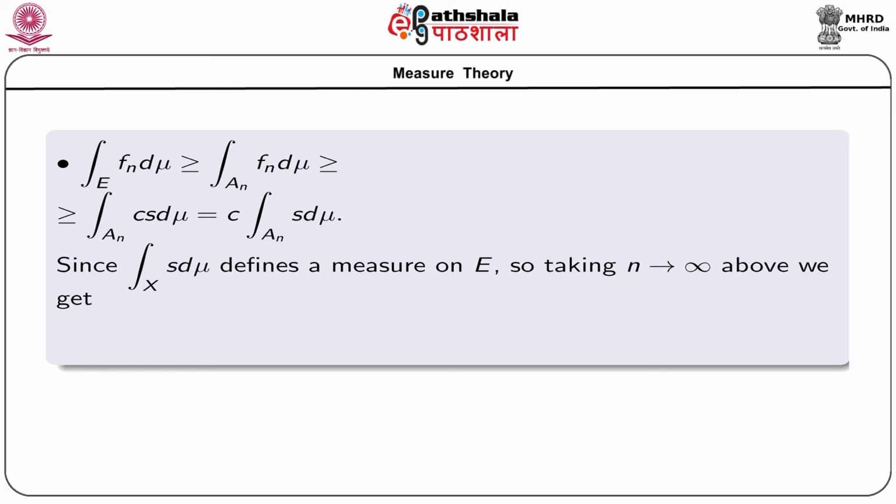So, if we take n tends to infinity in the above inequality, then we get the following. On the left hand side, we have the limit alpha. So, alpha is equal to the limit of the integral over E of f_n dμ. This is greater or equal to c times the integral over E of s dμ, because the sets A_n are monotonically increasing and their union is E, and we know that the Lebesgue measure is continuous from below.